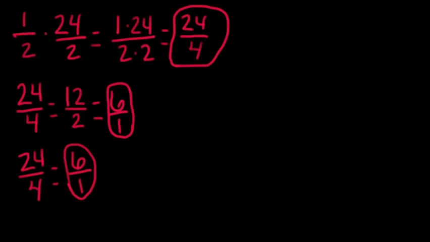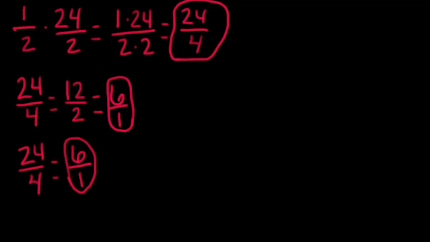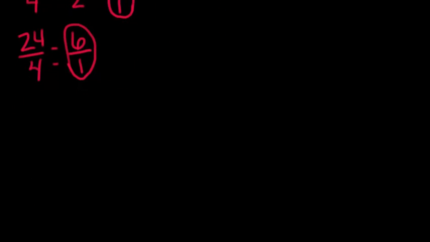Now, I am a firm believer in checking your answers before you submit. So if I don't have a calculator on my test, I try to use logic the best I can to see, do I have this right? Is it in the ballpark? So let's go back to the original problem here, which was 1 over 2 times 24 over 2.